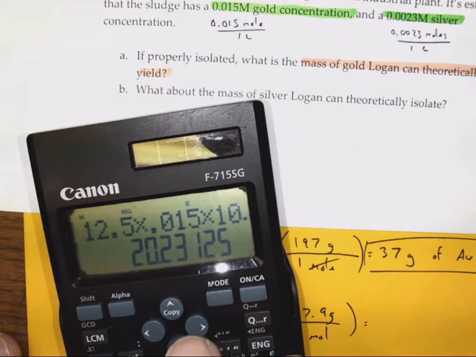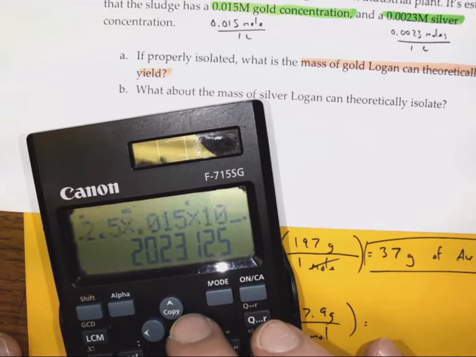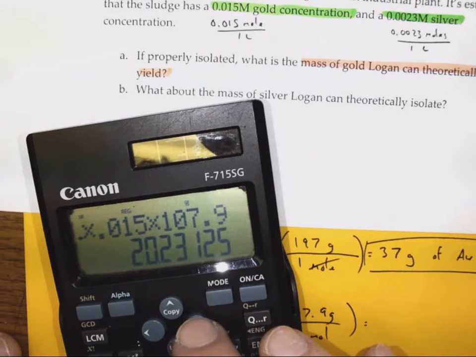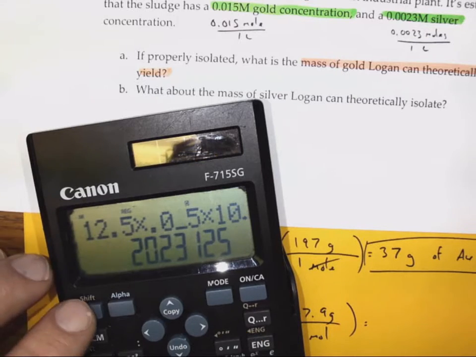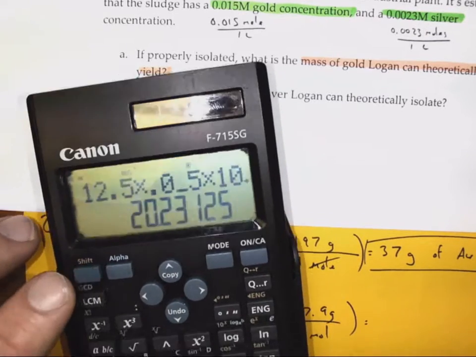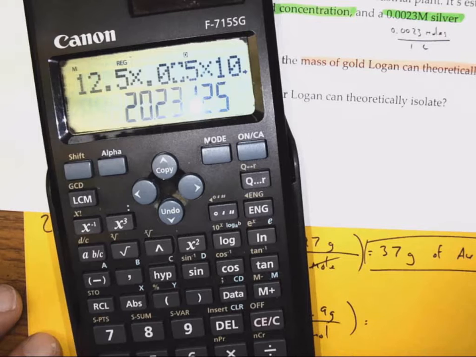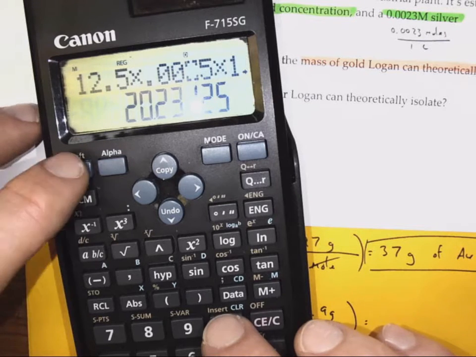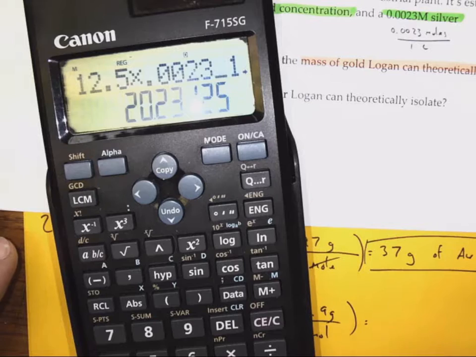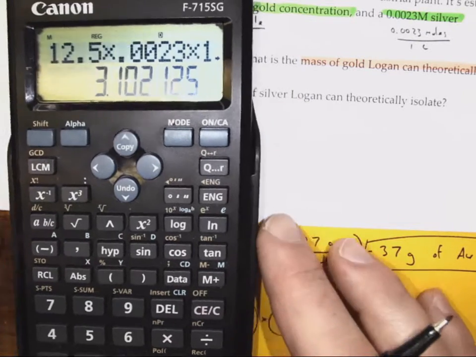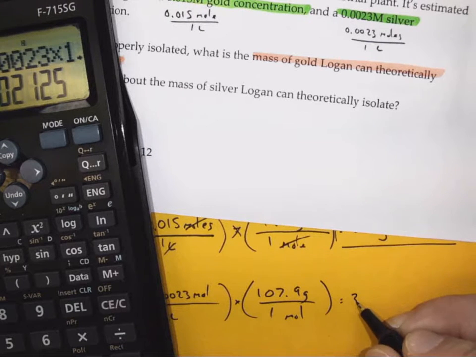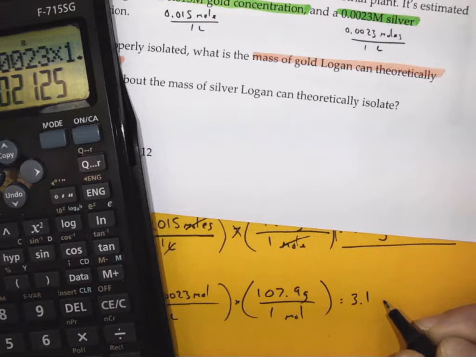And I get, did I get that right? No, because I also have to change the concentration here. So I'm going to insert my value of 0.0023. Okay, let's try that. 3.1 grams of silver.